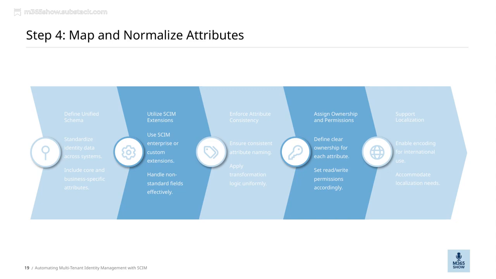Next, we should define clear ownership for each attribute. Knowing who is responsible helps maintain data quality and security. Along with ownership, we need to set appropriate read and write permissions, ensuring the right people can access or modify data as needed. Consistency is key when it comes to attribute mapping. We want to apply transformation logic uniformly so that data remains consistent across all systems. This reduces errors and simplifies management.